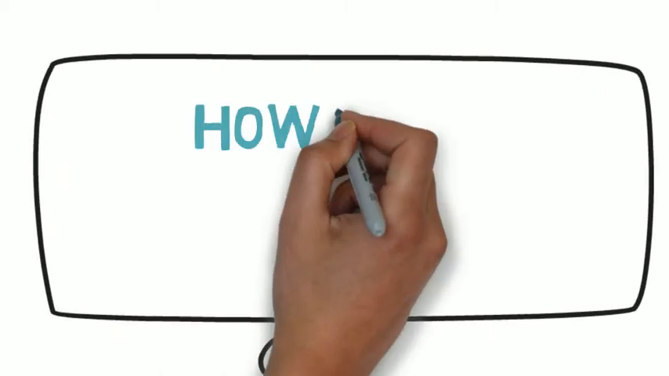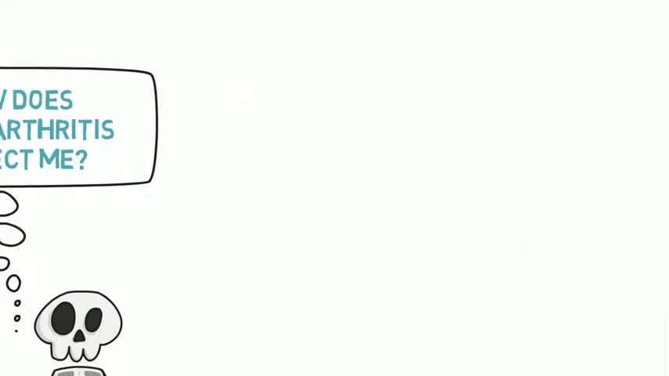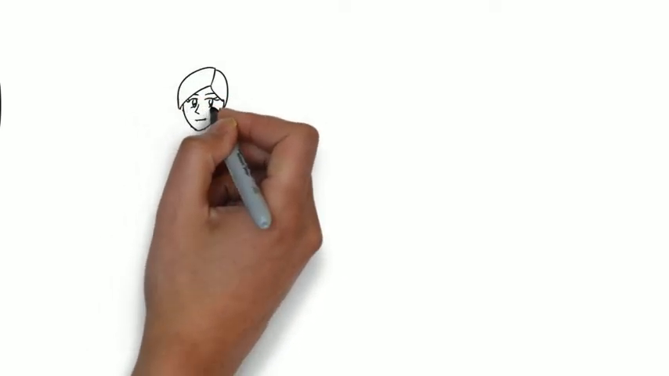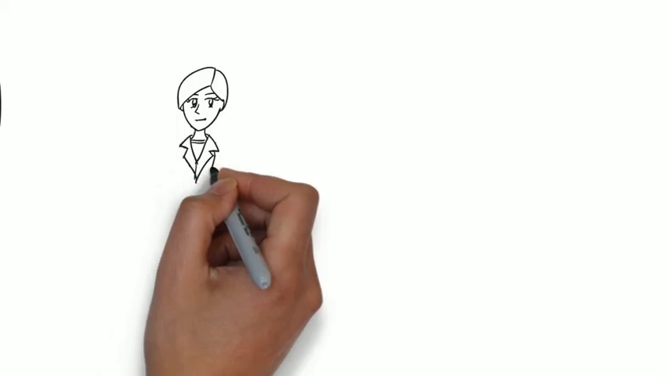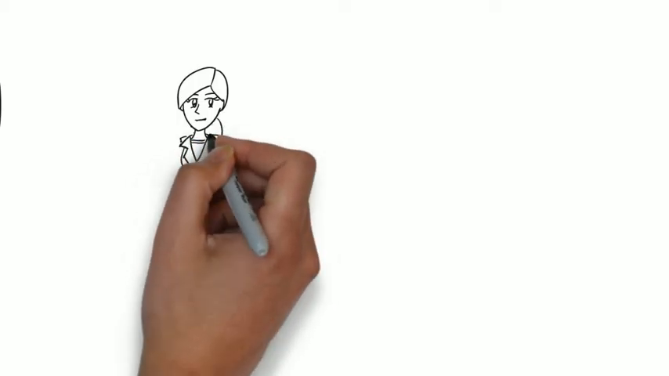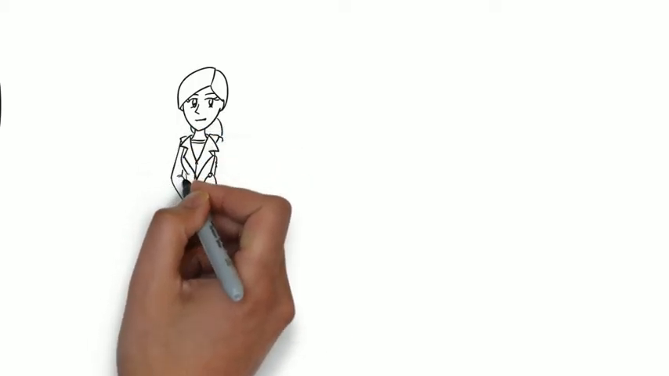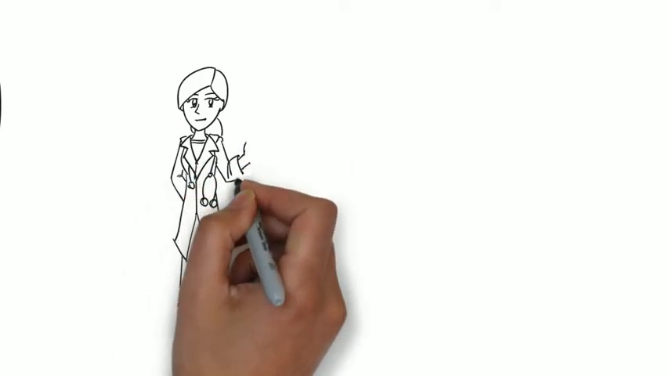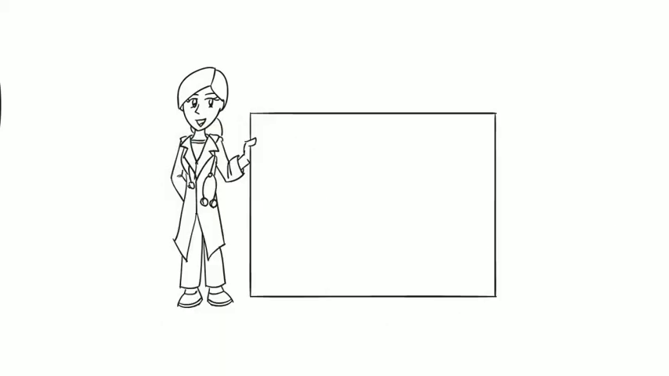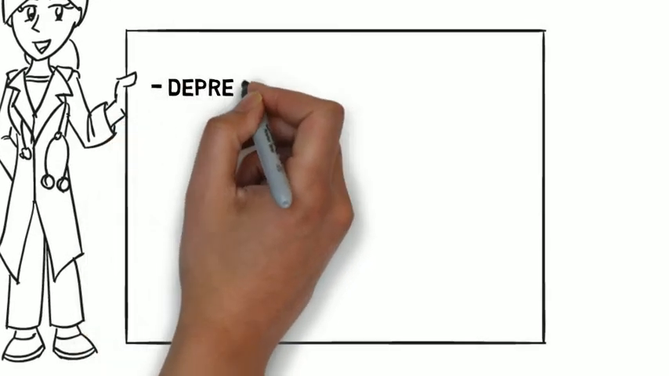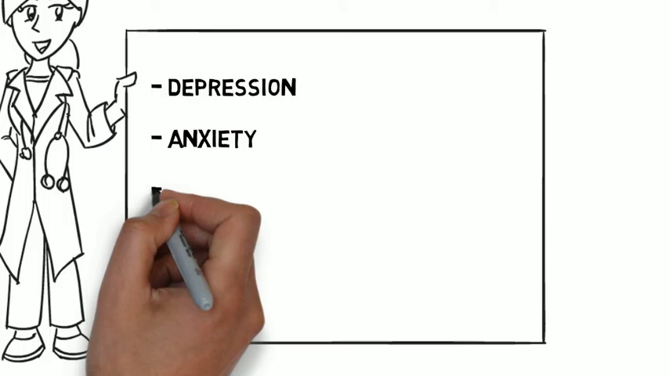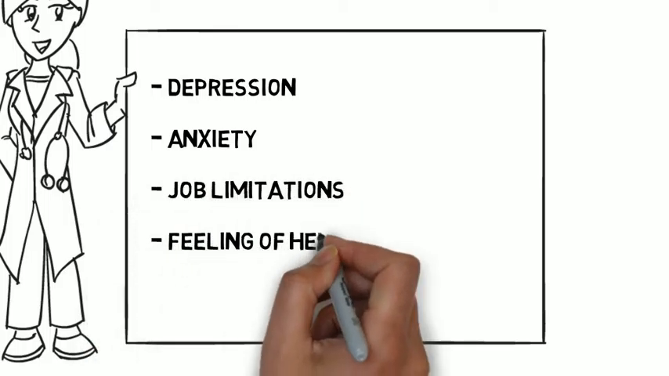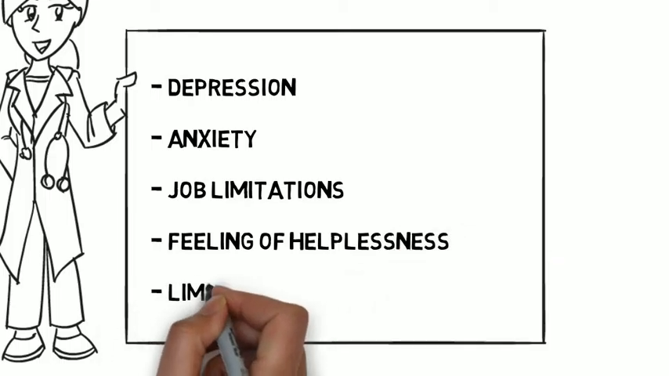You are probably wondering how osteoarthritis can affect people. Osteoarthritis can affect people in different ways. For most people, joint damage develops gradually over the years. It can interfere a little with someone's day-to-day activities, or it can cause a lot of pain and disability. Osteoarthritis can also bring depression, limitations on daily activities, anxiety, job limitations, and feelings of helplessness.